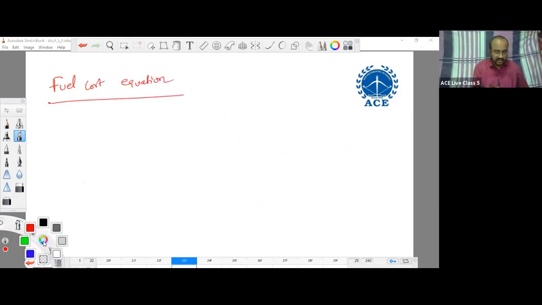So how do you write the fuel cost equation? This is an empirical formula. There is no derivation for that. Based on the input output characteristics only, this has been derived. So what is the fuel cost equation? That is given like this.